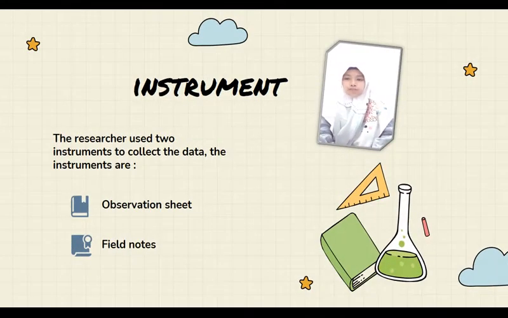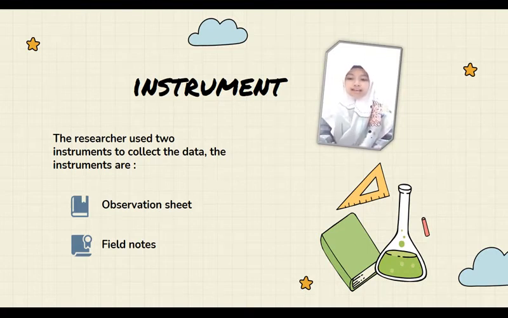Let's move to the instrument. The researcher used 2 instruments to collect the data. The instruments are observation sheet and the second one is field notes. Observation sheet is a method of gathering data that uses a structured form to record data based on sample observation. Field note is used to write some findings during the learning activity. It can be the student's behavior during the teaching learning in the class or the problem during ongoing research.